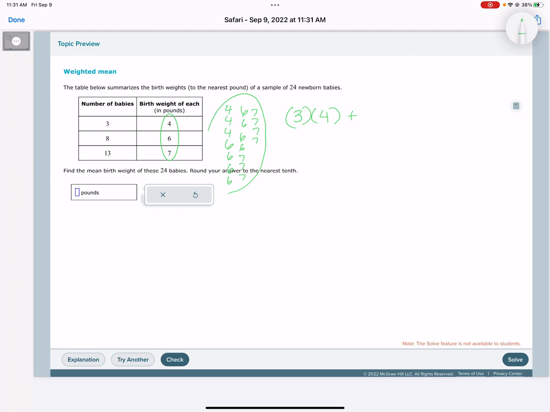So essentially what I'm doing is adding all this up. Isn't that just 3 times 4 plus 8 times 6 plus 13 times 7? You are welcome just to add 4 plus 4 plus 4 plus 6 plus 6 plus 6 and so forth and so on. And we're going to divide that by the total, and the total is this. This is how many babies there are. 3 plus 8 is 11, plus 13 is 24. So we're going to divide that by 24, and that is going to get our weighted mean.